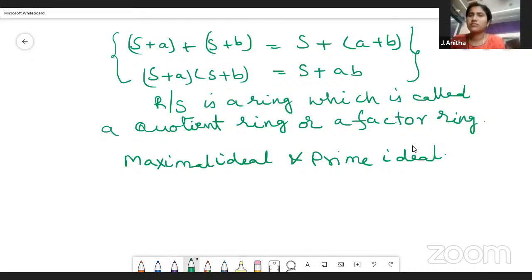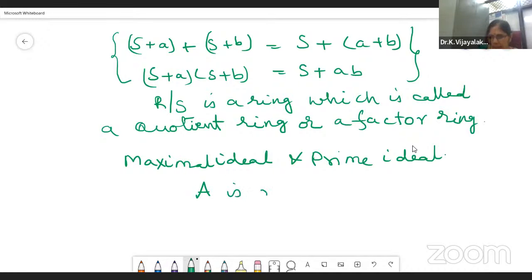Maximal ideal and prime ideal. What do you mean by maximal ideal? The name itself says that it is the maximum of all the ideals in a ring R. Suppose R is a commutative ring and we say that an ideal A is maximal.